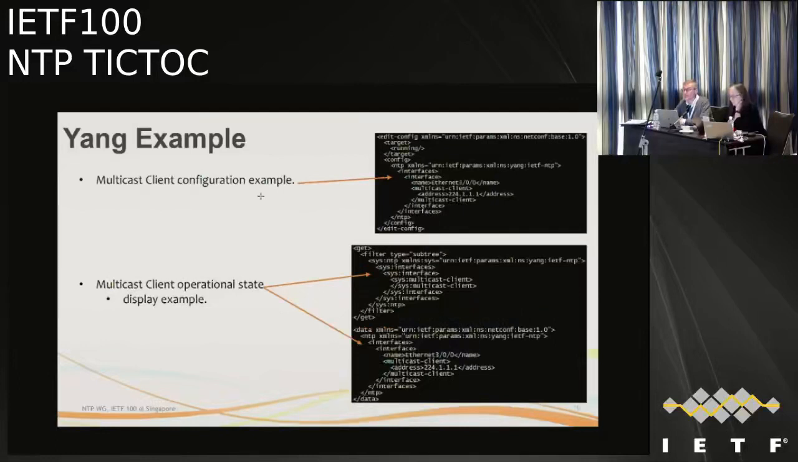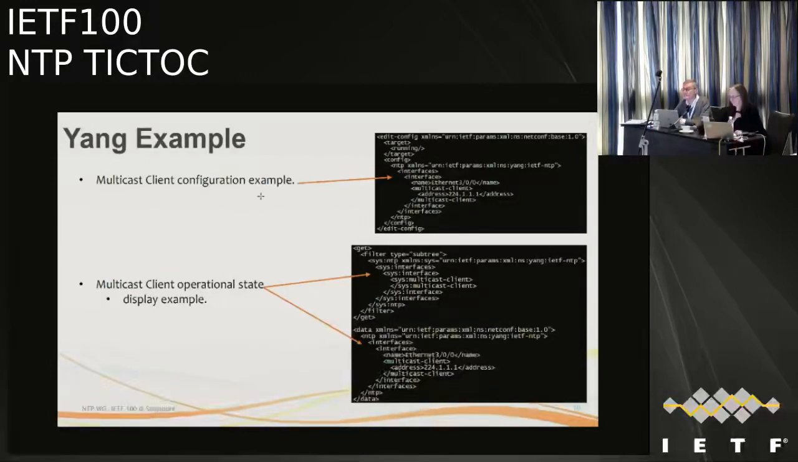This is the multicast client related configuration. In multicast client, the user has to configure the Ethernet interface on which the user is going to configure the multicast client, and the user has to add the address as 224.1.1.1.